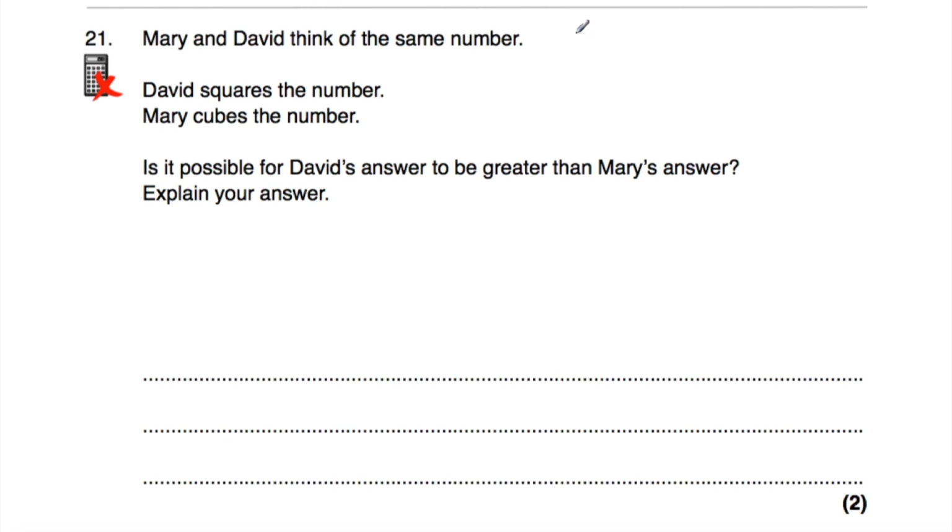So let's choose a number to begin with. Let's choose 10. David squares his number, so 10 squared is equal to 100. And Mary cubes the number, so she cubes 10.